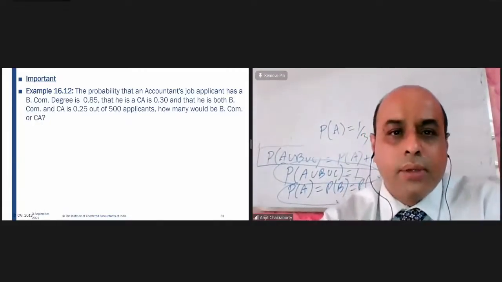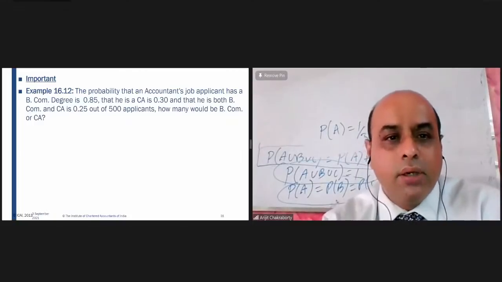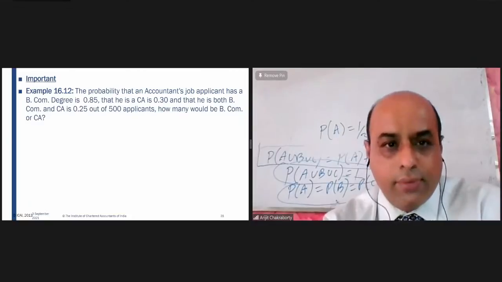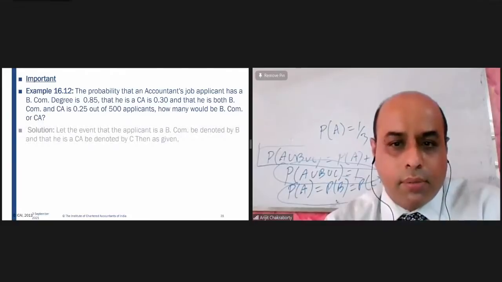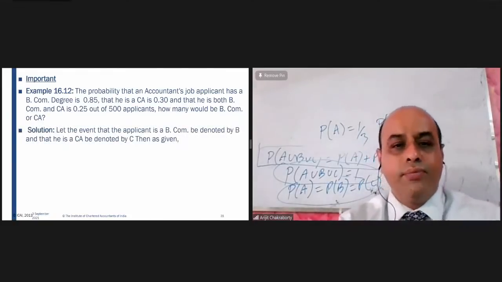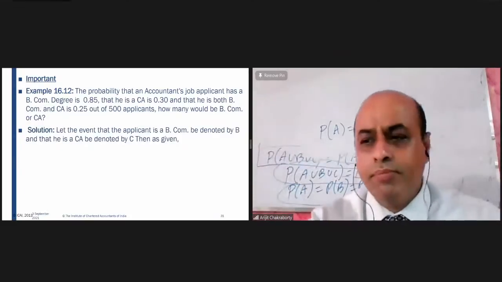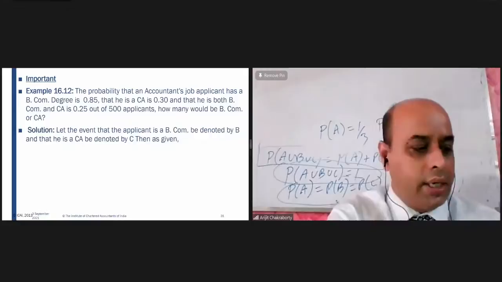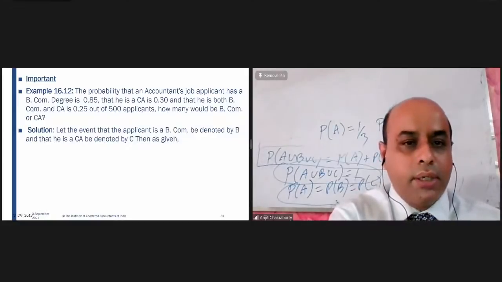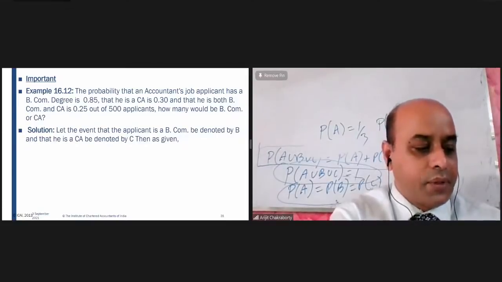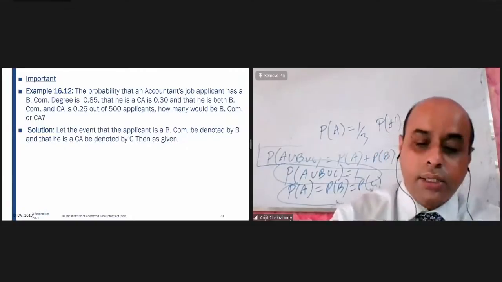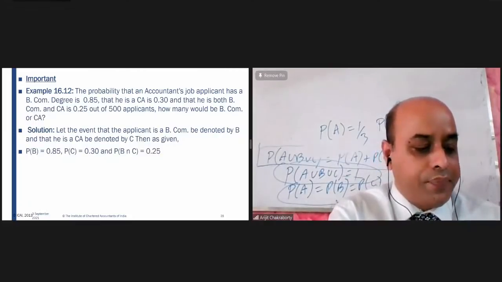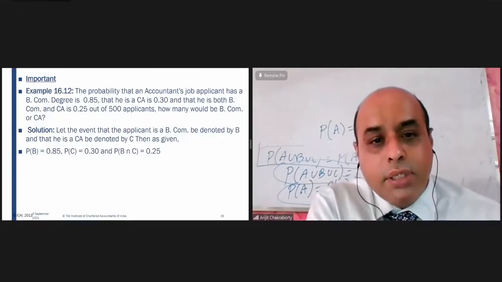The question says the probability that an accountant's job applicant has a BCom degree is 0.85. Okay. Now let us write down the probability. The event that the applicant is a BCom is denoted by B, B for BCom. And the event that the person is a chartered accountant, CA, is denoted by C. Now it is given that the probability that he is BCom, that is P(B), is 0.85. The probability that he is a chartered accountant, that means P(C), is 0.3.